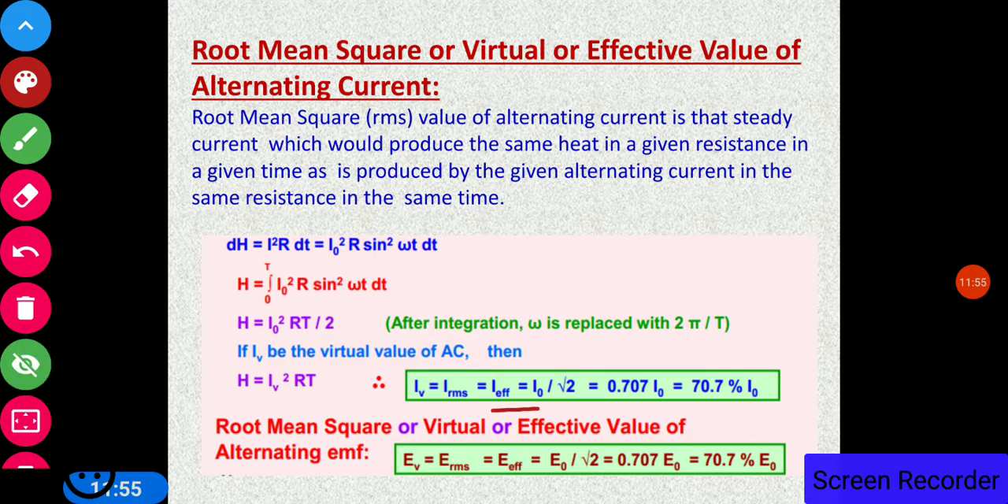So that is 70.7% of the peak value. Similarly, the root mean square or the virtual or the effective value of the alternating EMF will be equal to E is equal to E naught upon root 2, or 0.707 E naught, or 70.7% of the E naught. So these two are the relations.